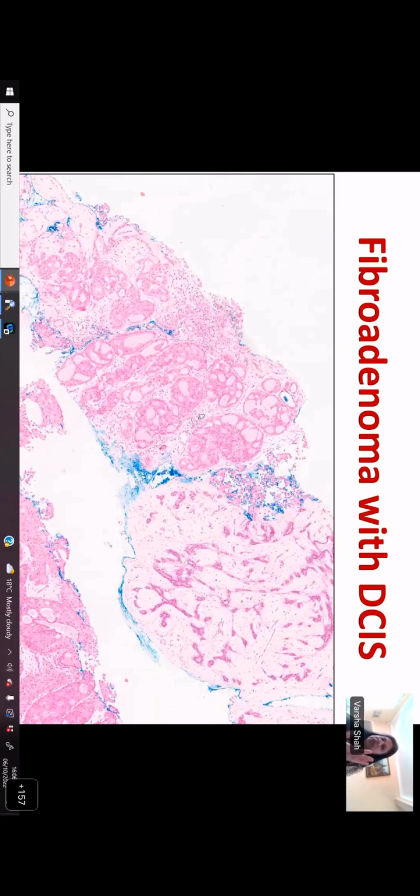And again, this patient, so this would be B5A. There was no invasive cancer. So this diagnosis would have been B5A, right? Obviously, this needed to be excised. When it was excised, there was a lot of DCIS outside the fibroadenoma, and she needed even wider excision after that.